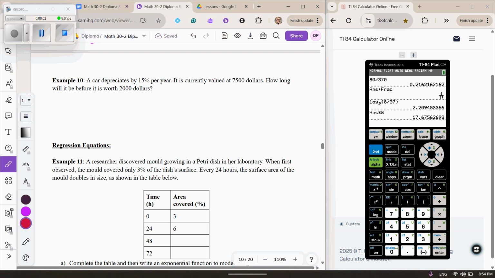This is page 10 of the Exponential and Logarithmic Review lessons for the Math 30-2 diploma. Let's continue on example number 10. We were problem solving with exponentials and logs.